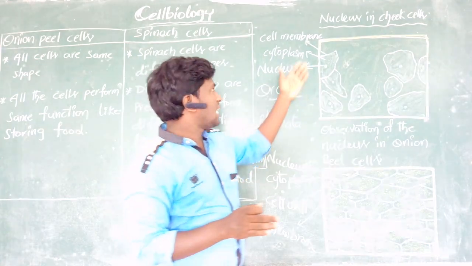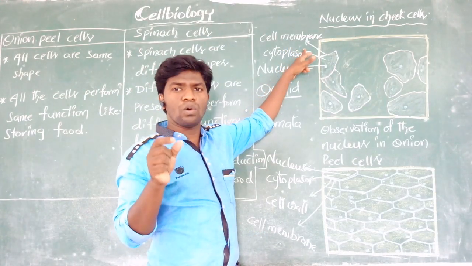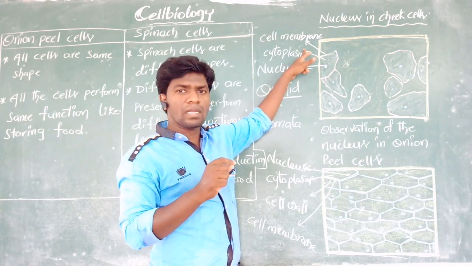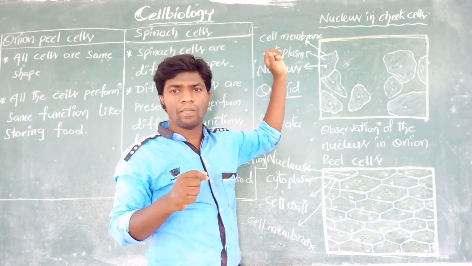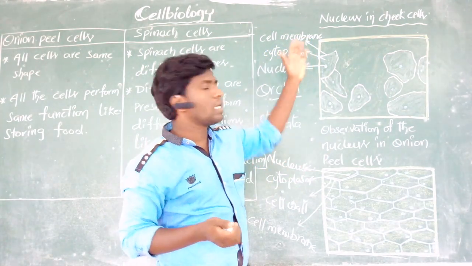And then, selectively, the cell membrane allows some particular substances through it, in and out of this cell. Only some particular substances are allowed through the cell membrane.